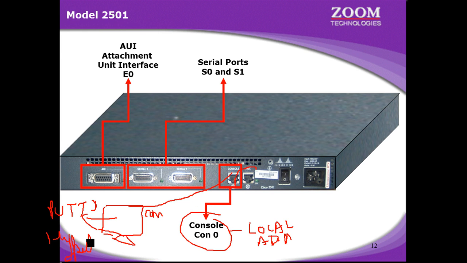Then the auxiliary port is also used to configure your machine, but not locally. It is used for remote administration. That means you need to connect with the internet. So remote administration is available with this port, the auxiliary port.